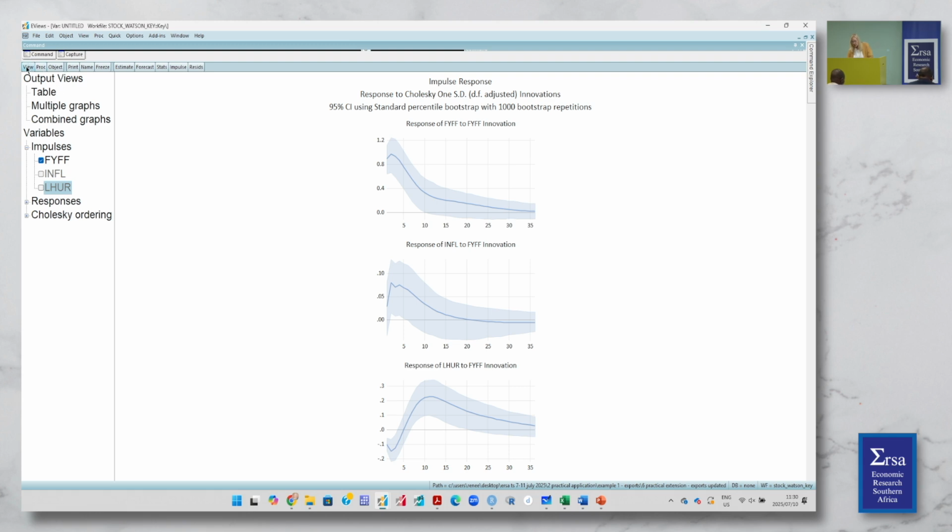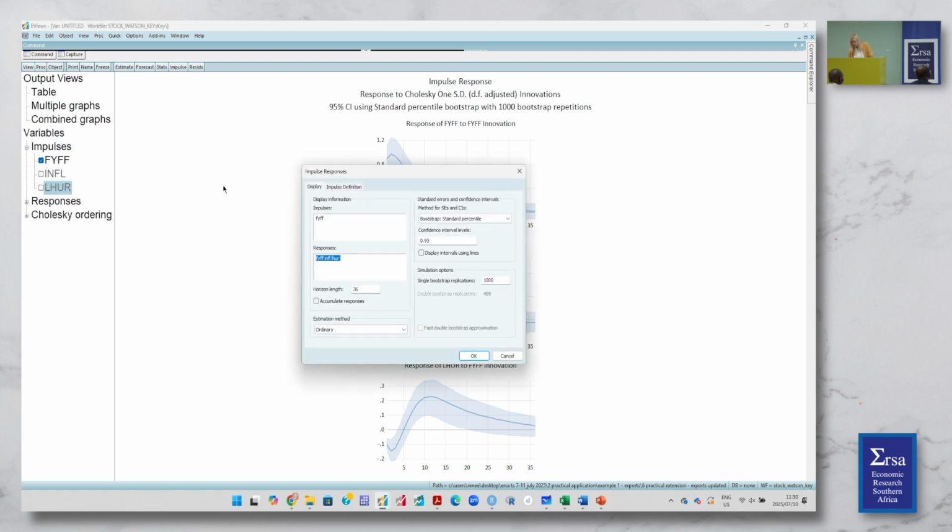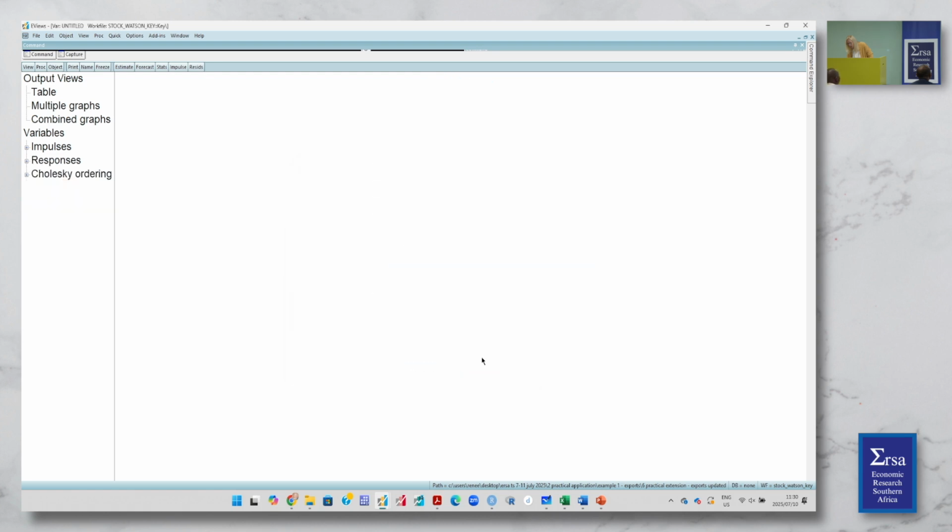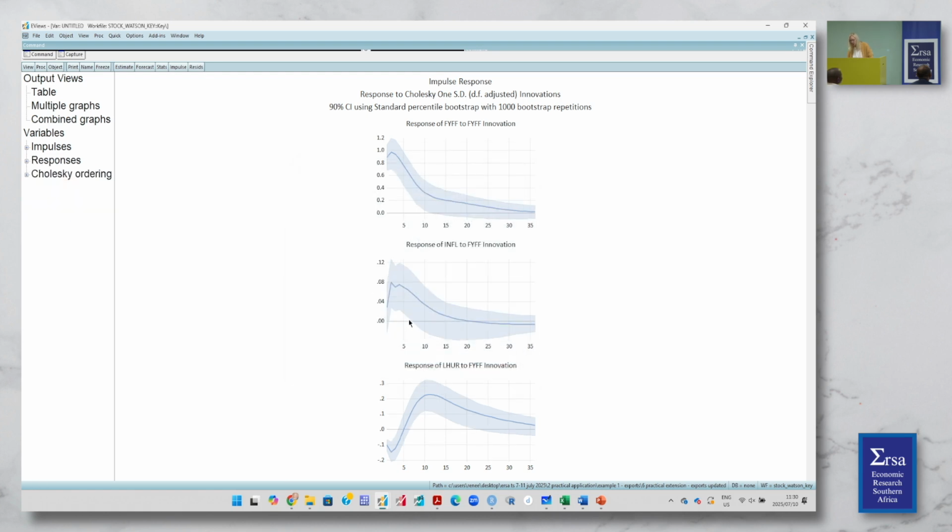I just want to see if I change the 95 to 90, how much difference it makes. I suspect not a lot. So if we work with a 90% confidence interval, we see a slightly larger portion of significance.